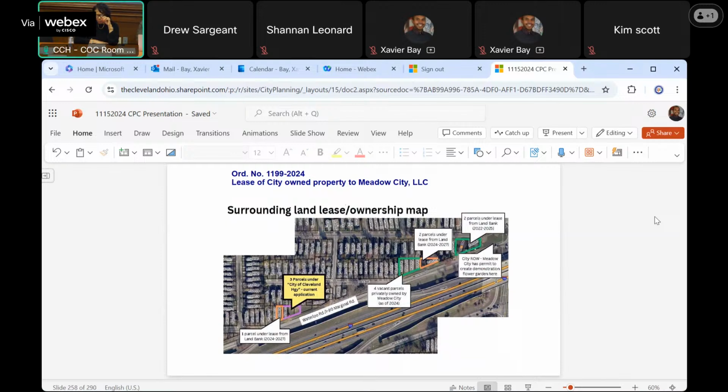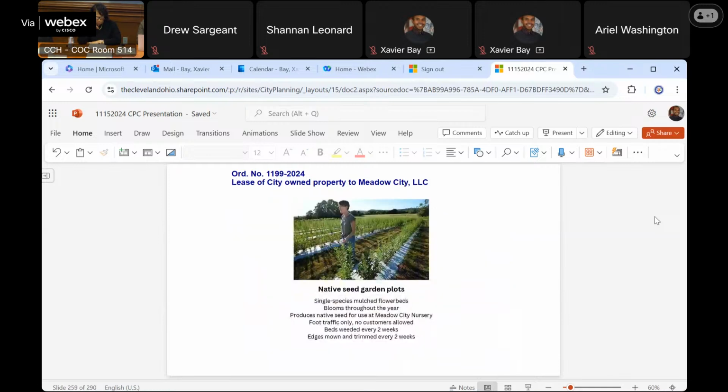And actually, the site that they're looking to lease from the city, they're also under lease from the land bank too. You go to the next slide. This is just a rendering of what they're looking to plant. So they're going to be growing their native seeds, and then they're going to transfer these seeds to their nursery to grow their native plants. And this site here, there won't be any customer traffic. It'll just be the Meadow City staff.